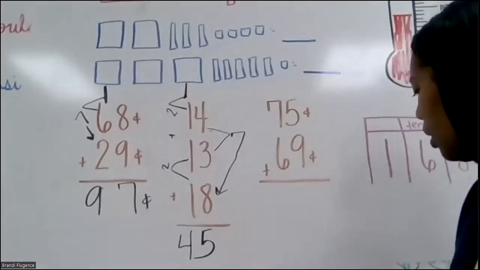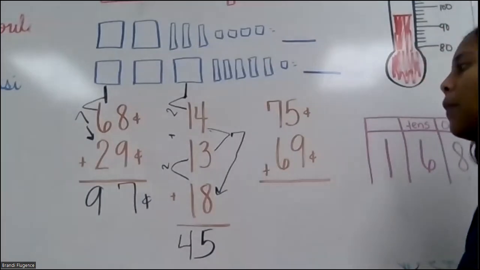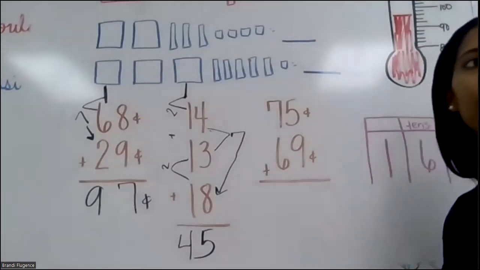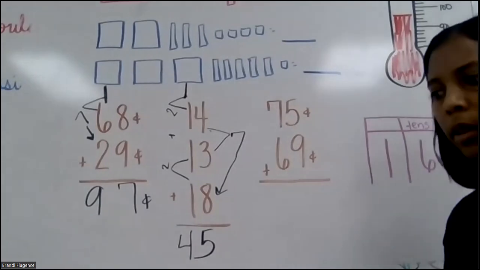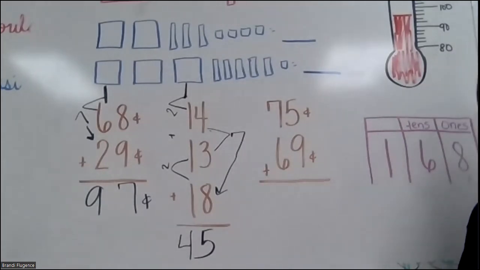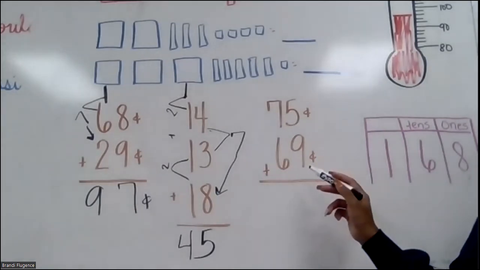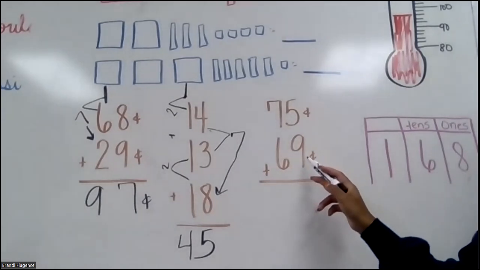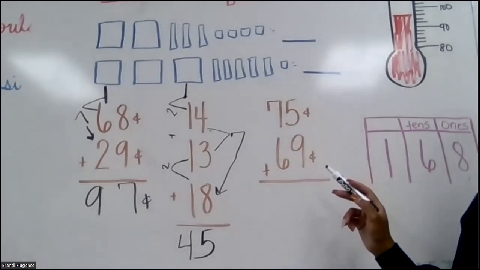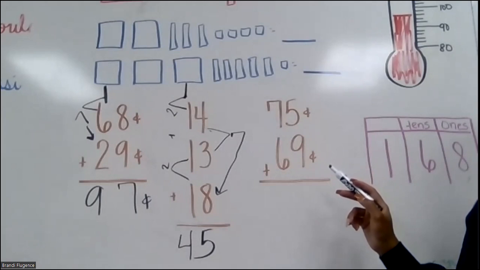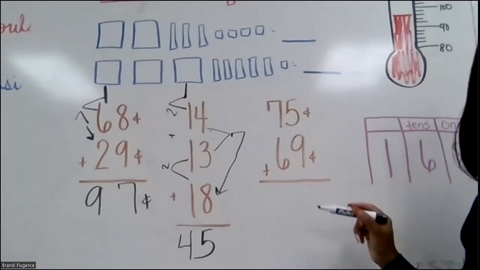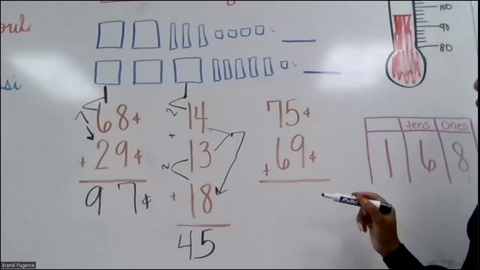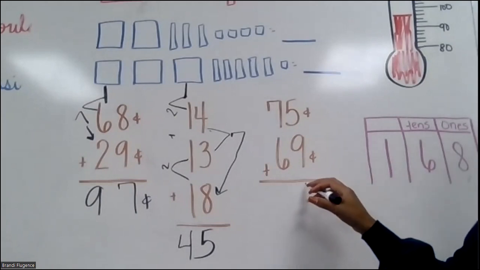Okay. All right, so let's go ahead and add this one. 75 cents plus 69 cents. Anyone wants to add this one up? Okay, go ahead, Faith. 5 plus 4 equals 9. 5 plus 9. 11. 14. Okay, how do I show 14?